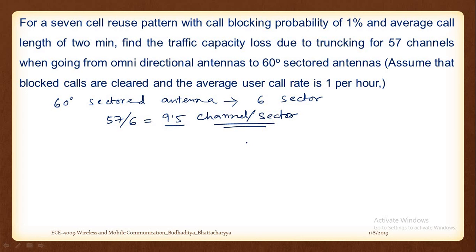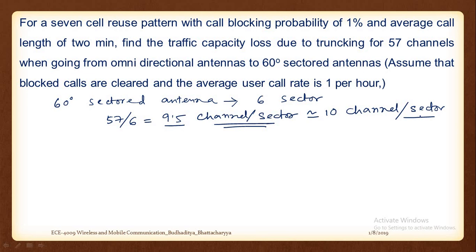So now these are channels per sector. Now 9.5 cannot be a channel. It should be a whole number. So ideally we have to take around 10 channels per sector, because this is for calculation. If you follow the table, there is no fractional channel. You cannot take 9 because it will leave out the 0.5 part. So you can only take 10 channels per sector.